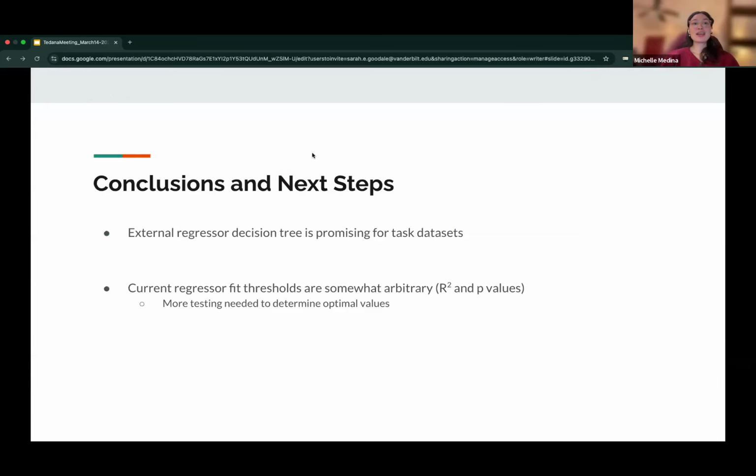So to conclude, the external regressor decision tree is very promising for task datasets, whether it be with low or high motion. As next steps, more testing is needed to determine optimal values, given that the current regressor thresholds are somewhat arbitrary in terms of the R squared and p-value.